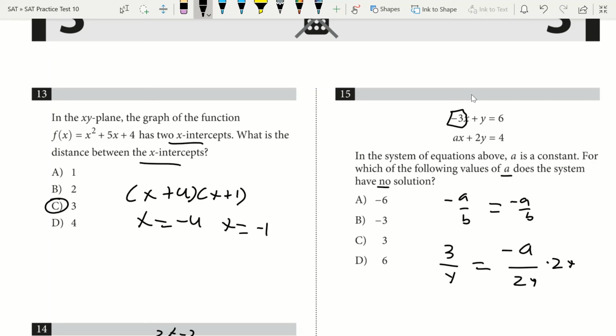I multiply each side by 2y to isolate my -A. Alright, so I do that. I see my y's are going to cancel here, and I'll be left with 6 equals -A. Therefore, A will have to equal -6. So my answer is going to be A.